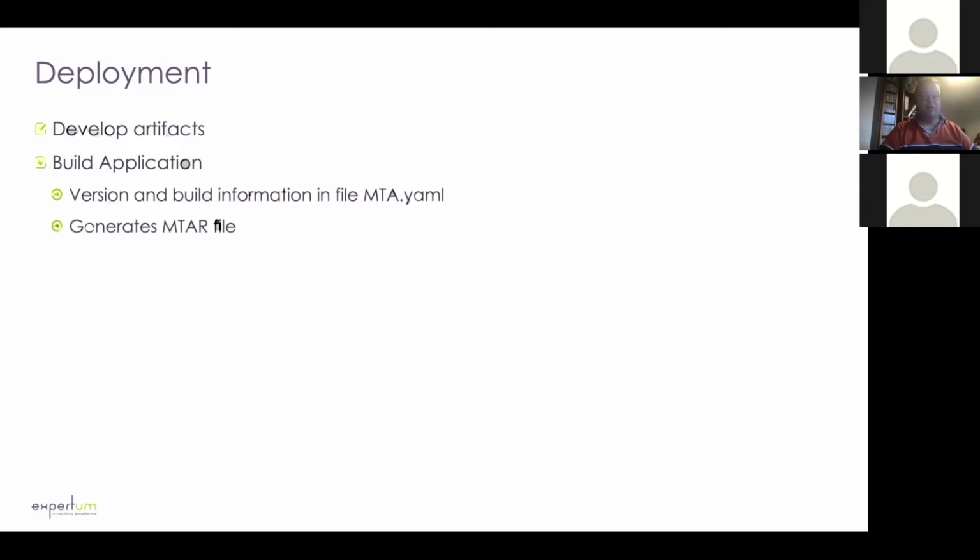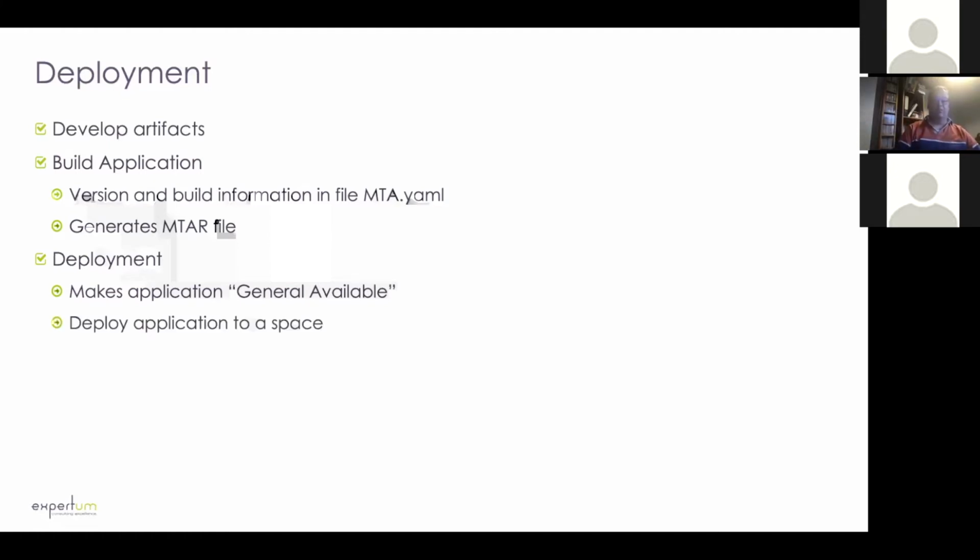Like I said, this generates an mtar file, and this mtar file is something that you're going to deploy to another system or another space within the same system to make it generally available. So deployment makes the application generally available for people to use. So then it's no longer a development container where every user has their own container. It's the generally available single version of truth for everybody, if you've given them access, of course.